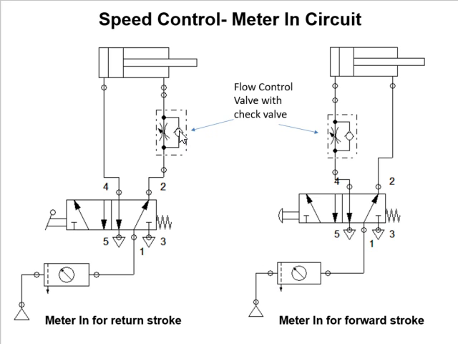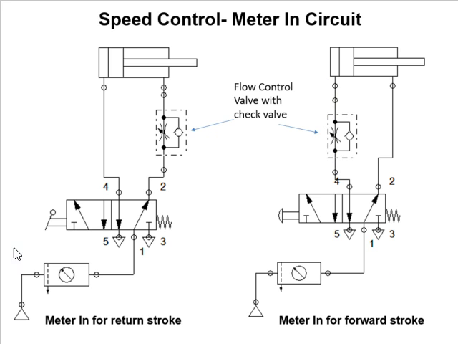Now if you observe the arrow of the check valve, it restricts the flow which is moving inside the actuator in the return stroke as well as in the forward stroke. The arrow indicates that it will restrict the flow which is entering inside the actuator, so it is called a meter in circuit. So meter in circuit means we are controlling the flow which is entering into the actuator. It may be for a return stroke or it may be for a forward stroke.